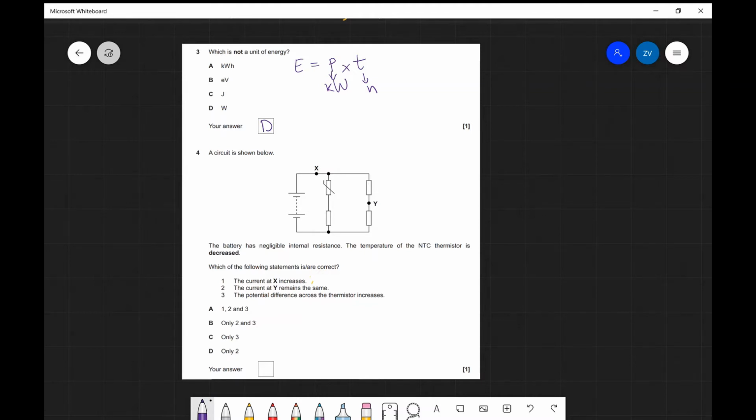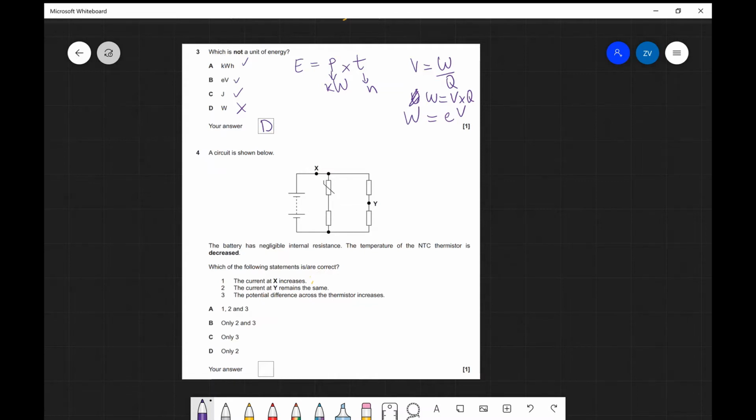The eV, that's also a unit of energy. This comes from this equation. So V is W over Q, where W is the energy. So W is V times Q. If you set your charge to be the electron charge, this W turns into eV. So this is where this comes from. Joule, we know that's the SI unit of energy. So what is the unit of power?